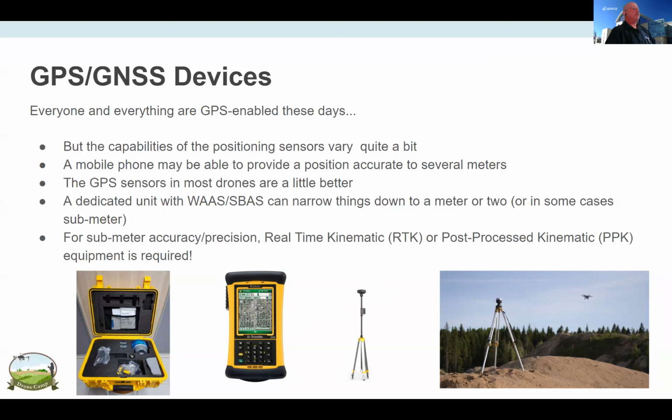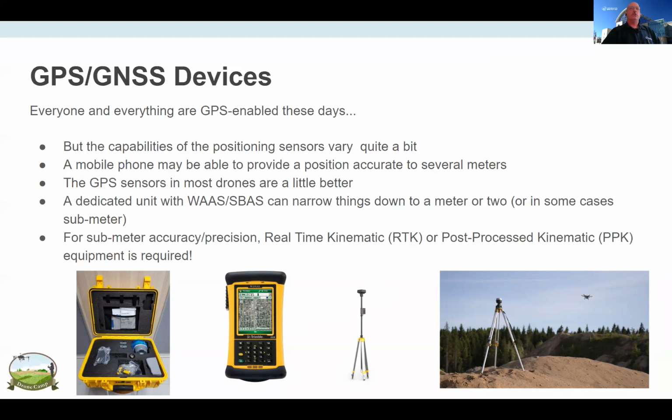But the capabilities of those devices vary quite a bit. While your mobile phone may be able to give you a position, and some people actually use mobile phones for mapping with applications like ArcGIS Collector to store features and so forth, a mobile phone may be able to give you a position that's a few meters accurate.